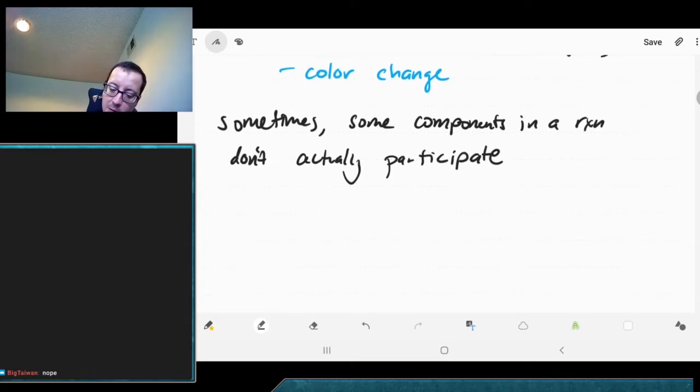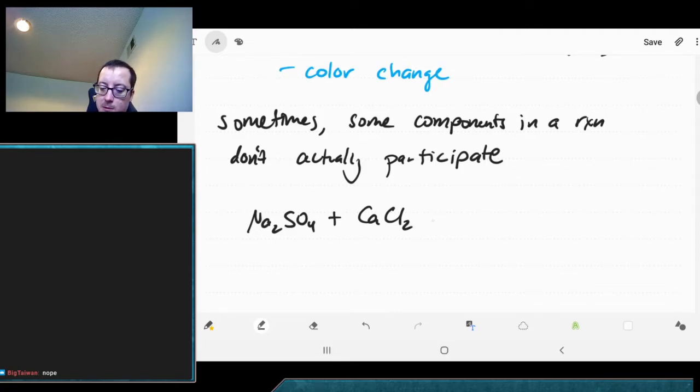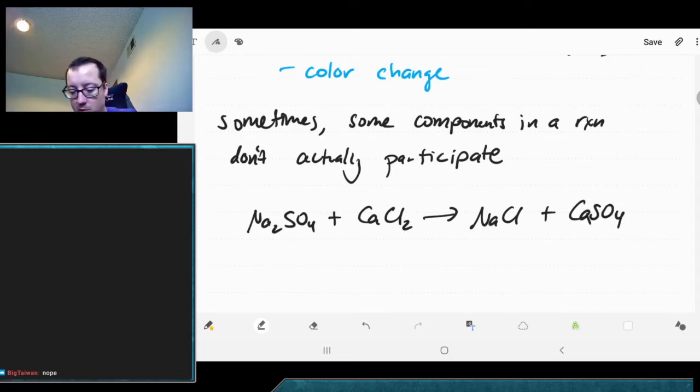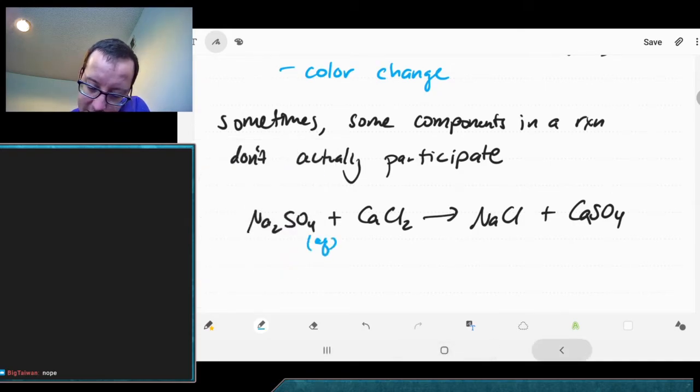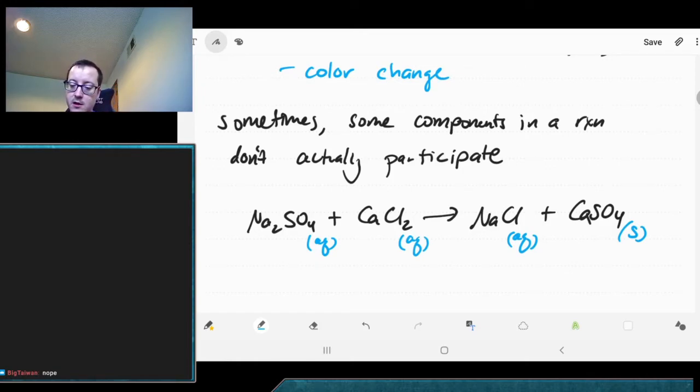So last time maybe we took a look at this reaction. We saw that this would produce sodium chloride and calcium sulfate. If we were to throw our states of matter on here, remember the calcium sulfate was solid because calcium sulfate is not a soluble ionic compound. If we were to balance this, by the way, we would just need a 2 there.